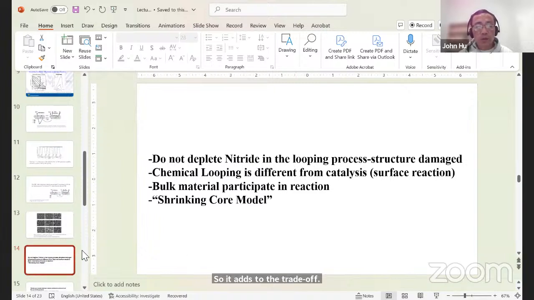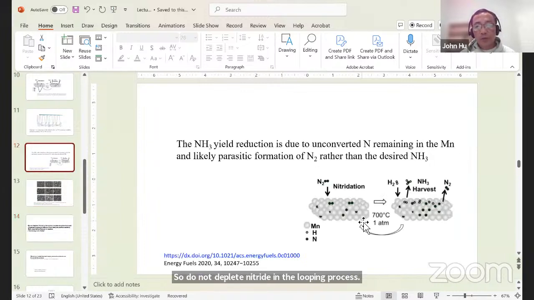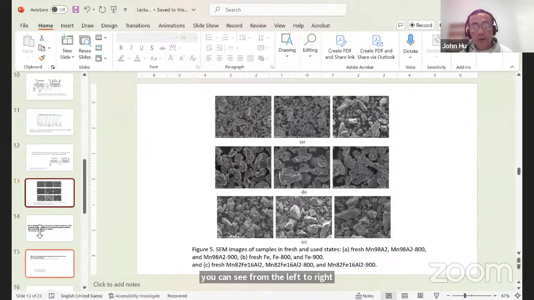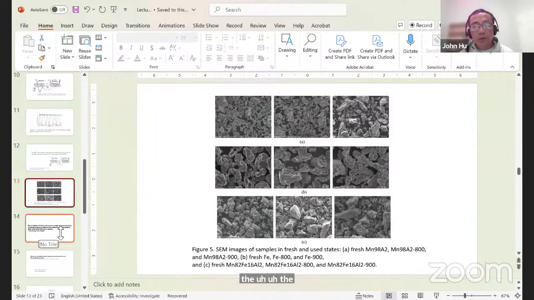So I think yesterday we basically left off here: do not deplete nitride in the looping process. Okay, so what does it mean? That means if you deplete all this black dot nitride in the structure, it will end up like this. The structure will change. You can see from the left to right the structure changes. So when the structure changes, the nitrogen carrier deactivates.